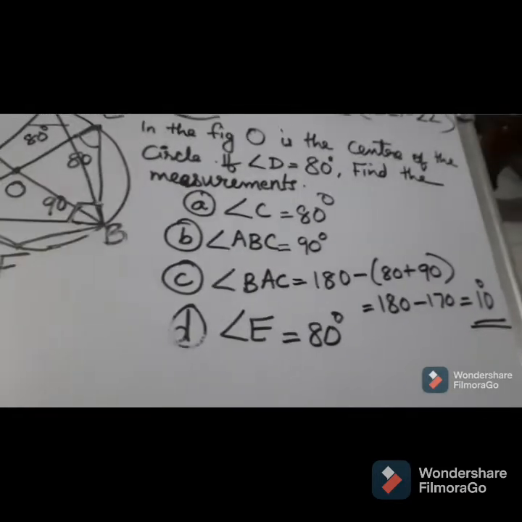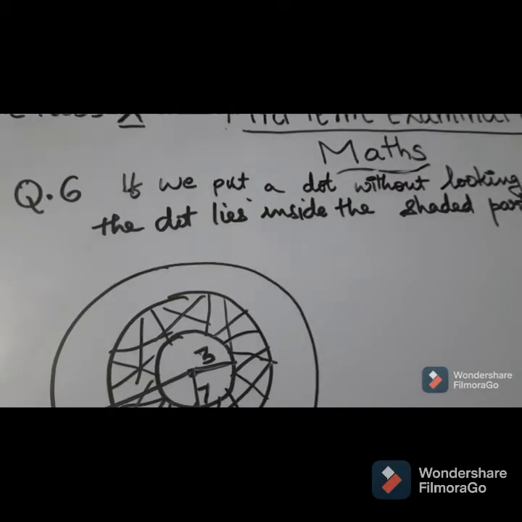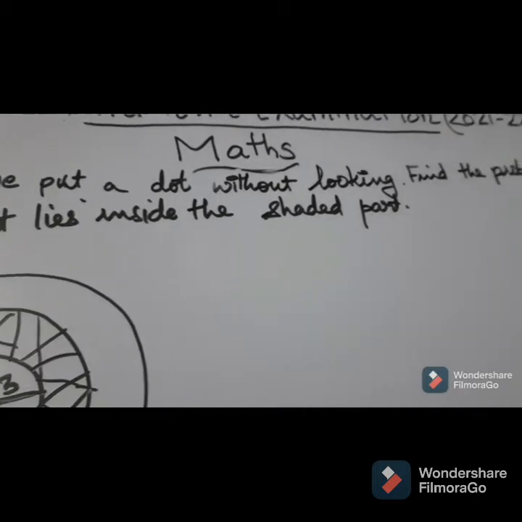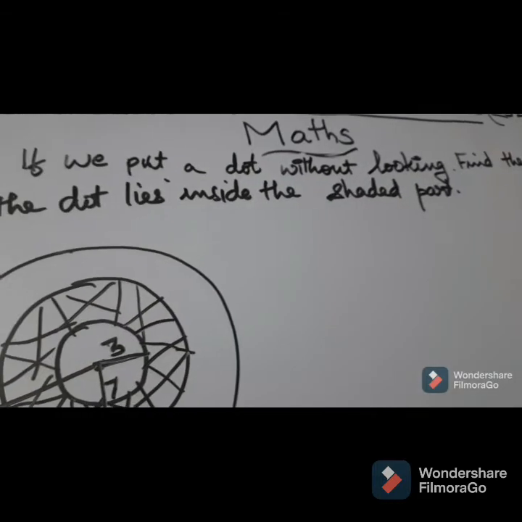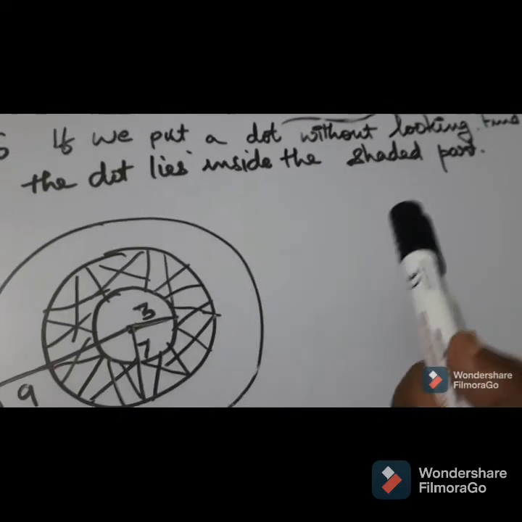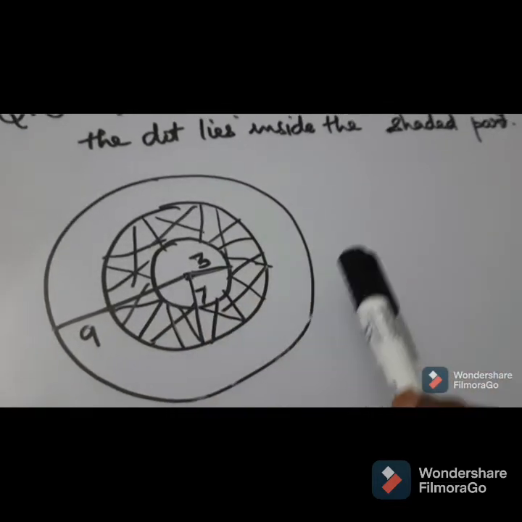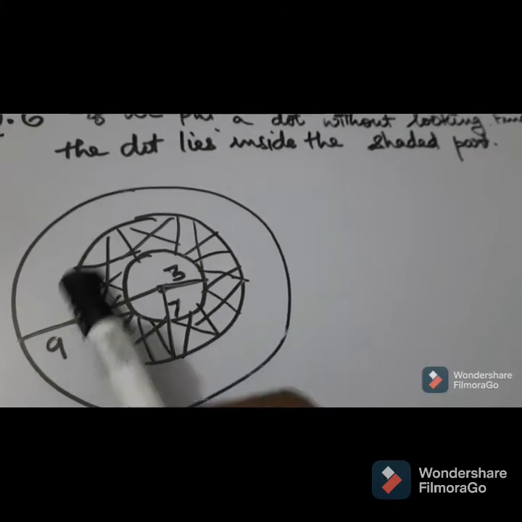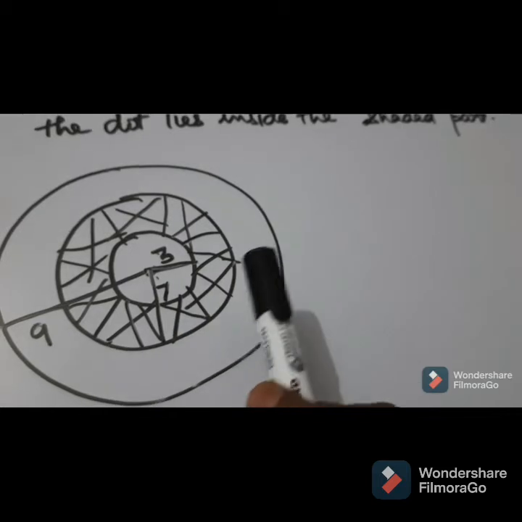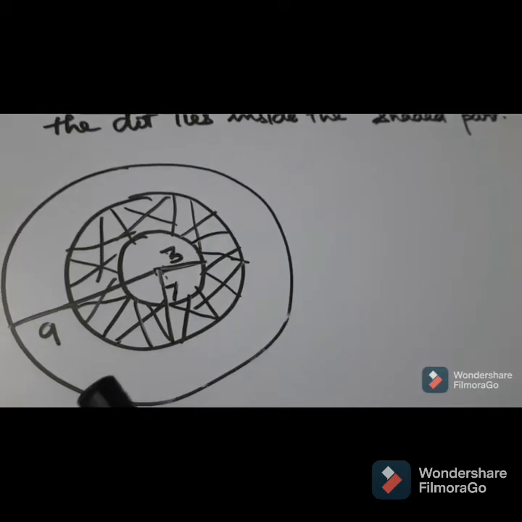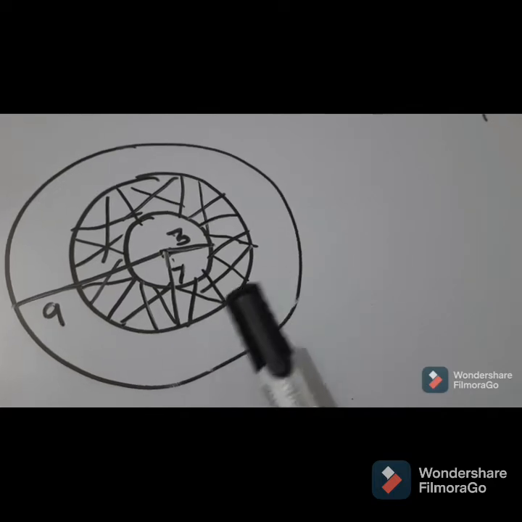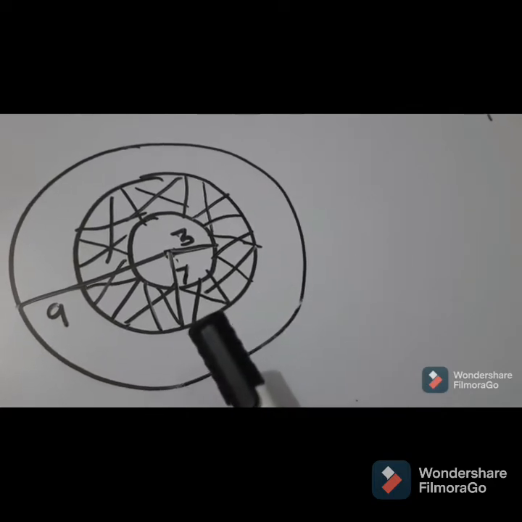Now all the answers we got. Question number 6. If we put a dot without looking, find the probability that the dot lies inside the shaded part. So this is the figure. It is the shape of a circle. We cannot divide it into equal parts, but we know the area of a circle. Using that, we can find the probability.